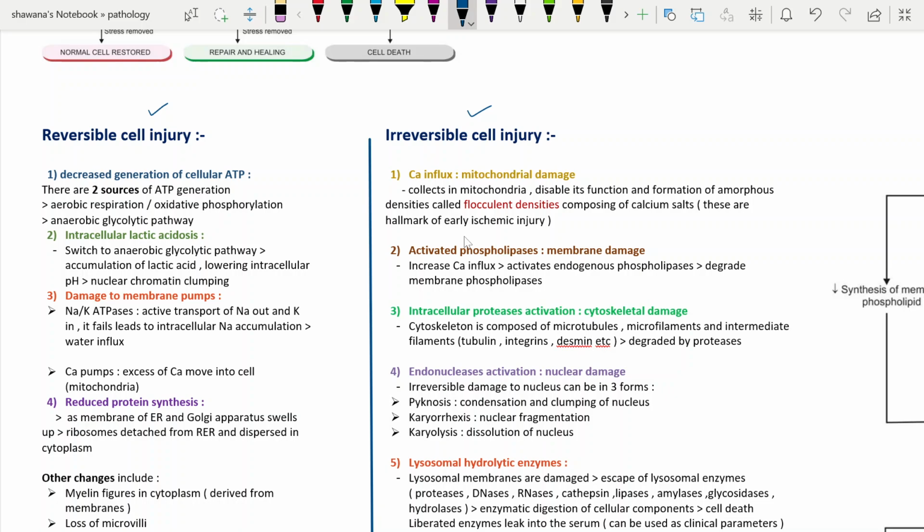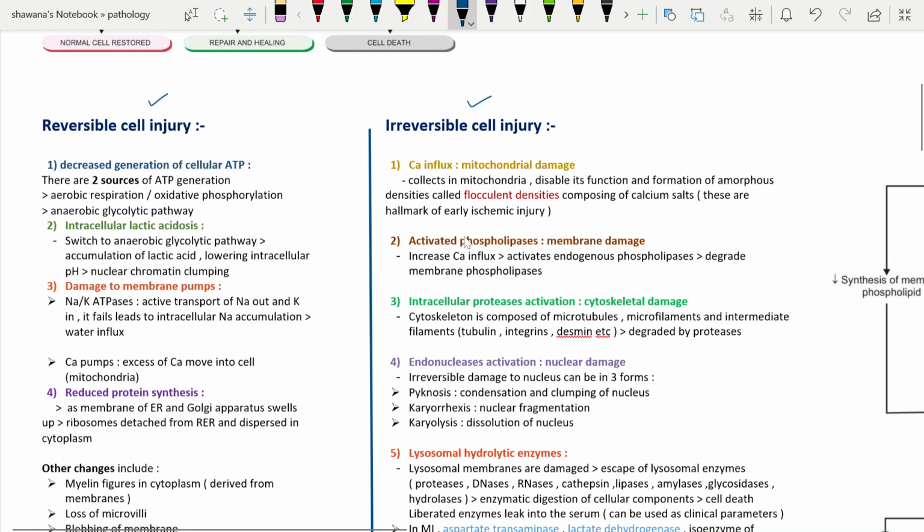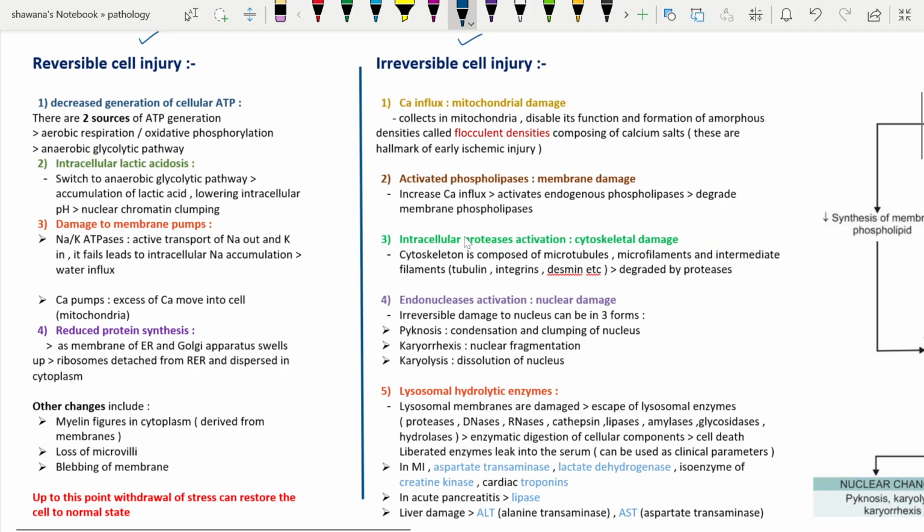There are some aspects of reversible cellular injury. There are four of them. Okay. First is the decreased generation of cellular ATP. As you know, ATP generation is from two sources. First is in the presence of oxygen, which is oxidative phosphorylation, and the second is the anaerobic glycolytic pathway, in which glucose is converted into pyruvate, and if the intermediates for the Krebs cycle are available, it shifts to the Krebs cycle. But if oxygen is not available, it shifts to the lactic acid pathway.